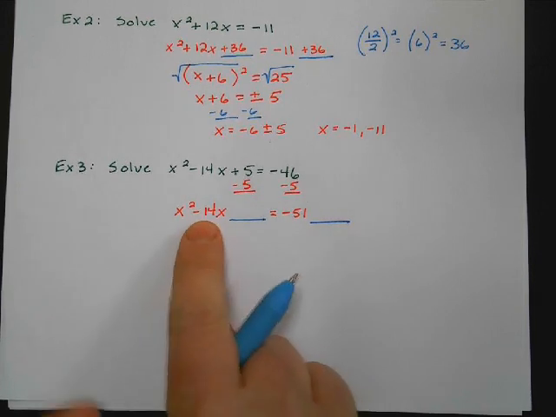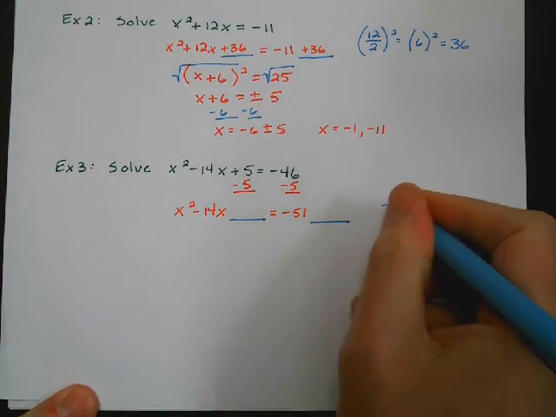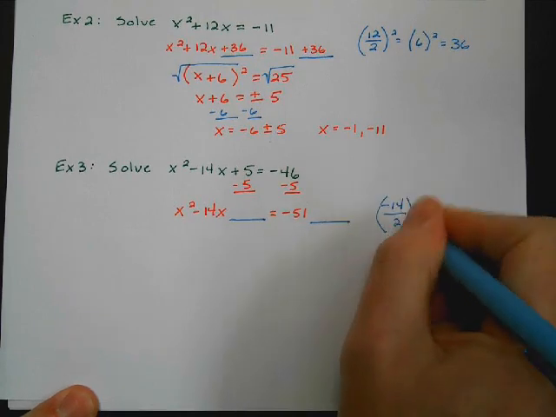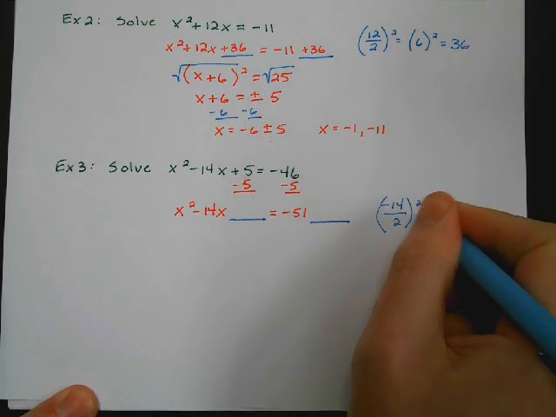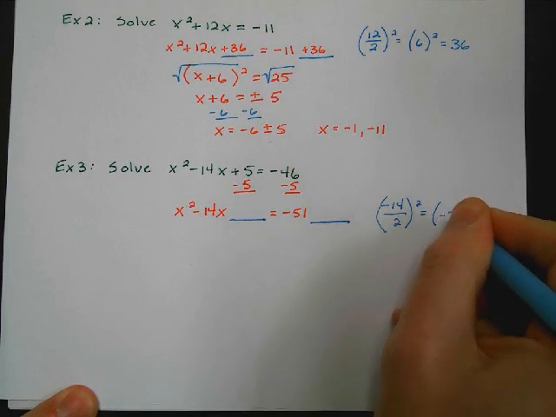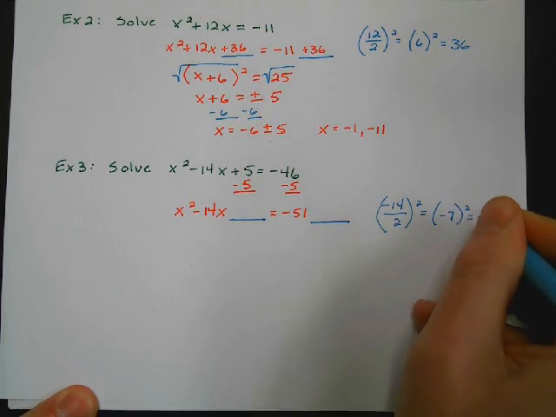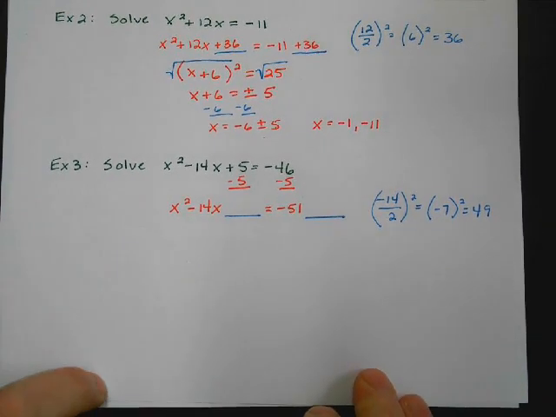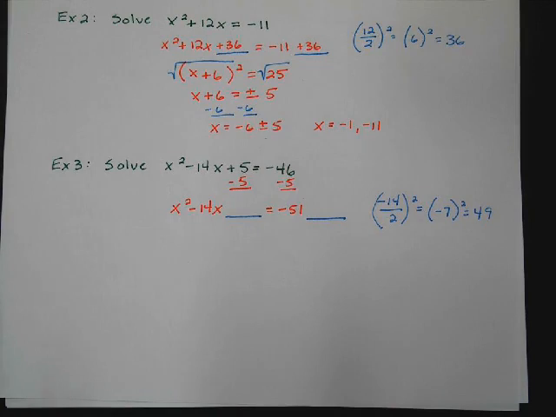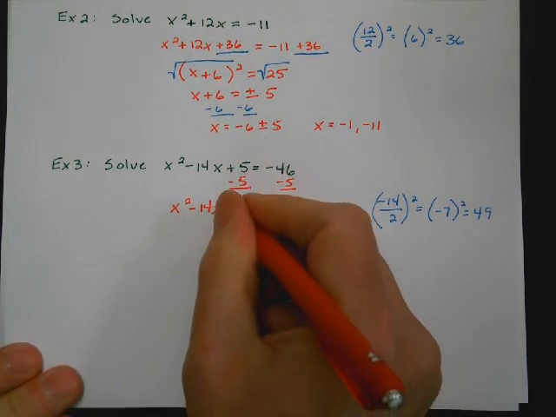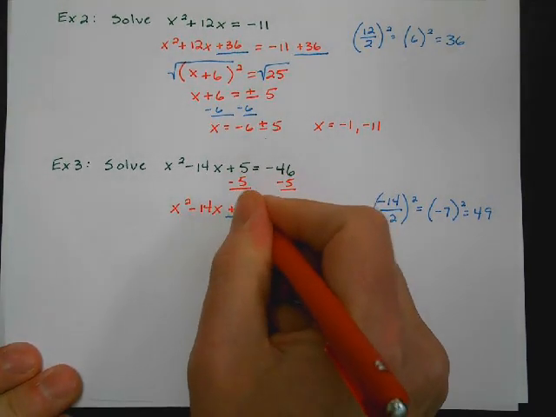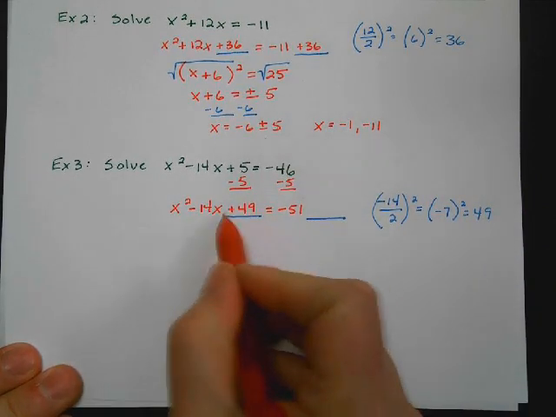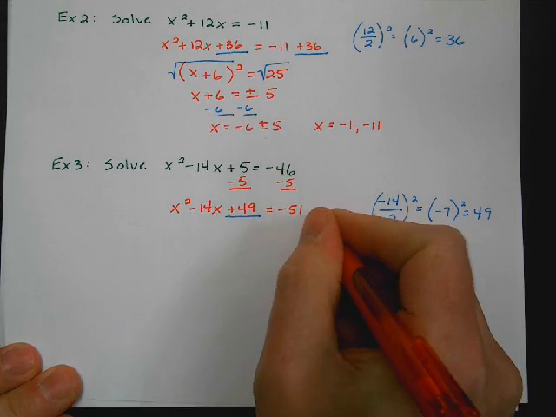So I'm going to take this negative 14, divide by 2, and square it. So negative 14 divided by 2 is negative 7. And negative 7 squared is 49. So 49 is the number that I have to add to both sides of my equation. So I add 49 here. You're always going to add because anytime you square a number, it becomes positive. So this is always addition here. I'm going to add 49 here.